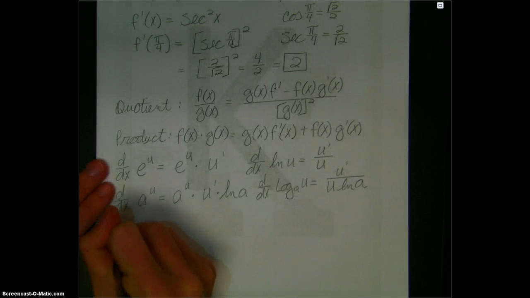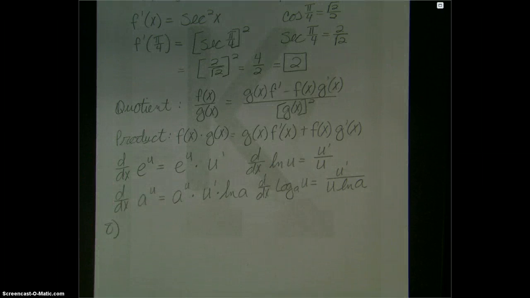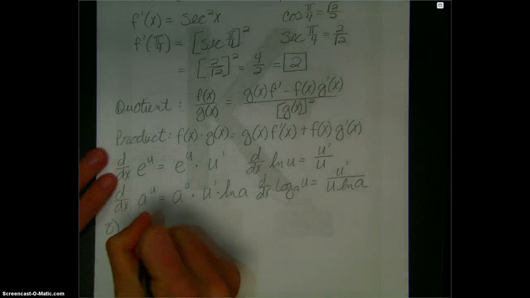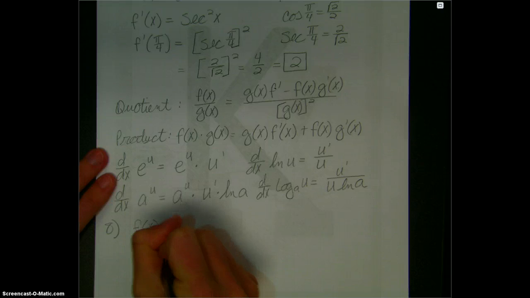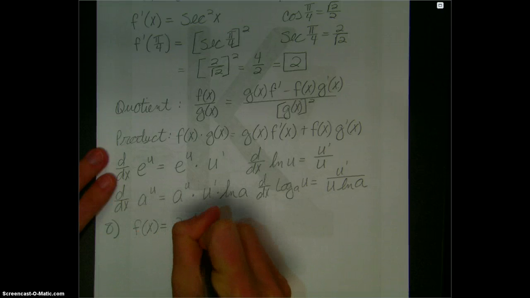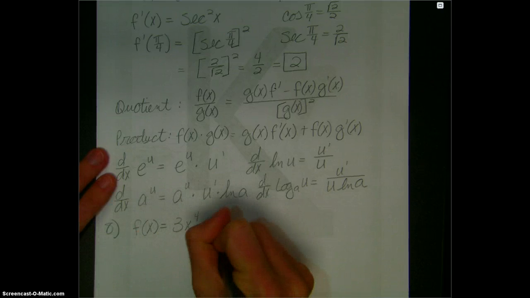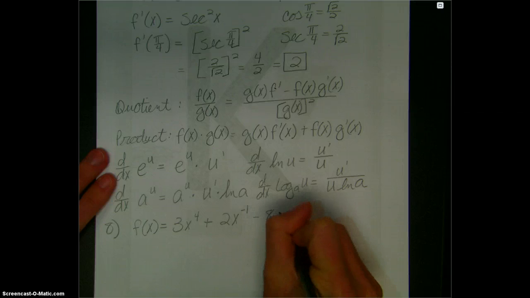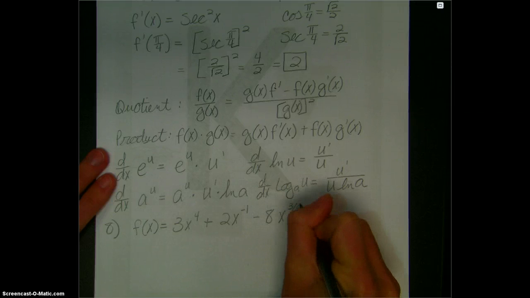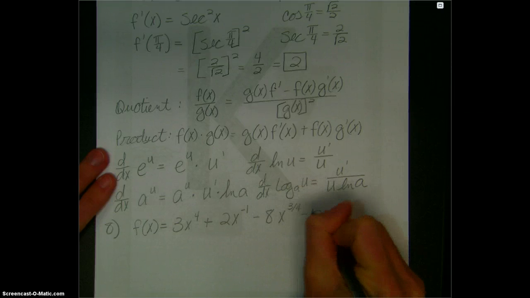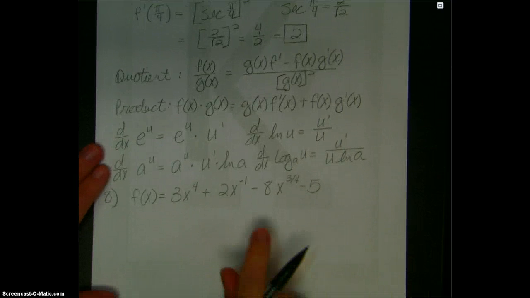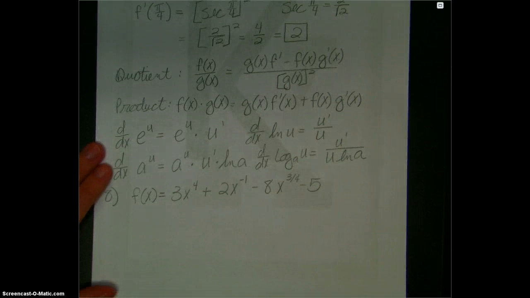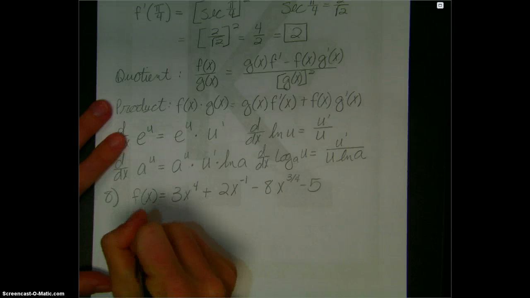All right, so on number 8, I want to find the derivative of f of x, and they've given me that f of x is 3x to the 4th plus 2 over x, which I'm going to rewrite as 2 times x to the negative 1 power, minus 8 times x to the 3/4 power, minus 5. So now with this being the way that it is with the negative exponent, I can use the power rule on all of these things.